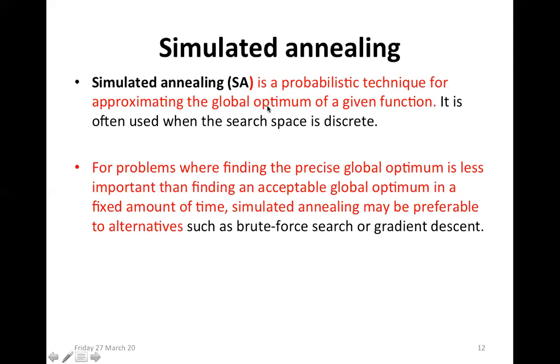And this technique is normally used when we have the state space or the search space in a discrete form. And what is the meaning of discrete? I told you many times that we have a short way to understand the concept of discrete. If we are saying discrete state space, then it means that we have different states and all the states are unique. So in this kind of state space, we can use this concept of simulated annealing.